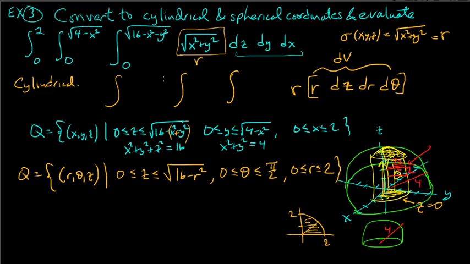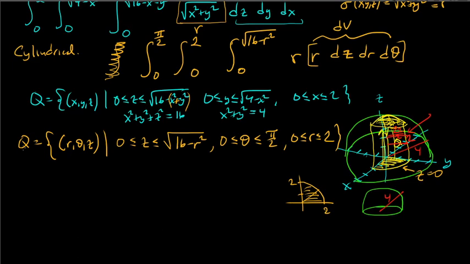Okay, so now we have our limits of integration here, right? So let me go back to this. Z goes from 0 to the square root of 16 minus r squared. R goes from 0 to 2, and theta goes from 0 to pi over 2, not 2 pi. So we didn't need this integral here.